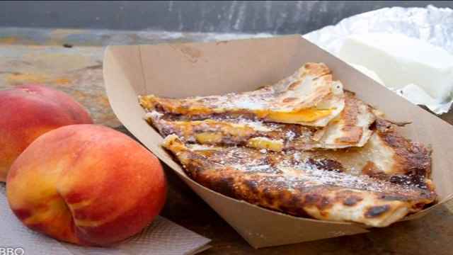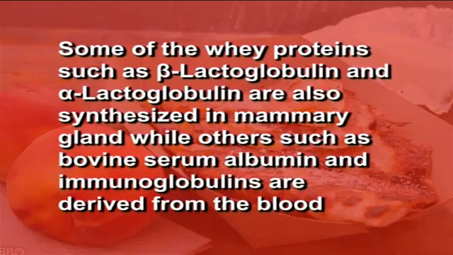The whey proteins are molecularly dispersed in solution or have simple quaternary structures, whereas casein has a complicated quaternary structure and exists in milk in colloidal form. Casein is synthesized in the mammary glands and is found nowhere else in nature. Some of the whey proteins, such as beta-lactoglobulin and alpha-lactalbumin, are also synthesized in the mammary gland, while others such as bovine serum albumin and immunoglobulins are derived from the blood.